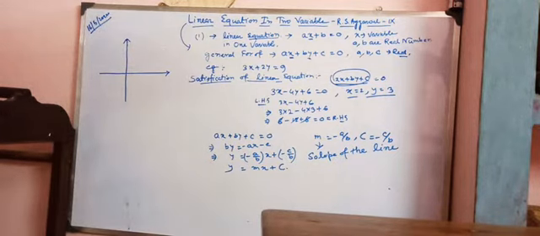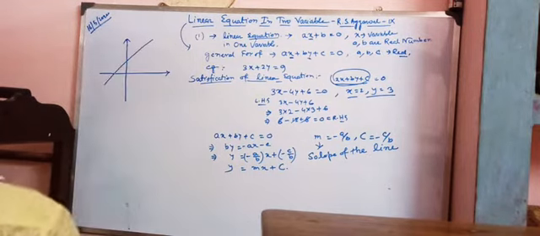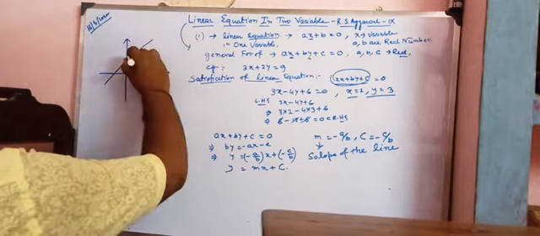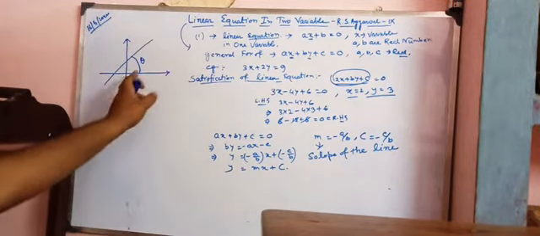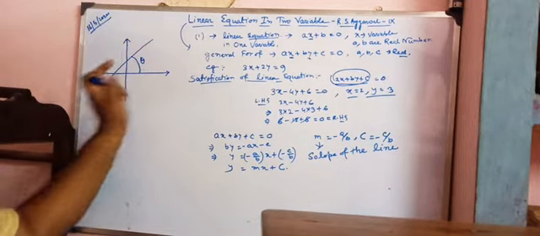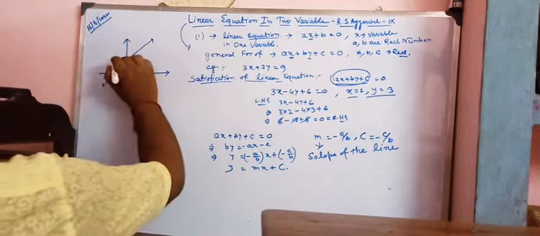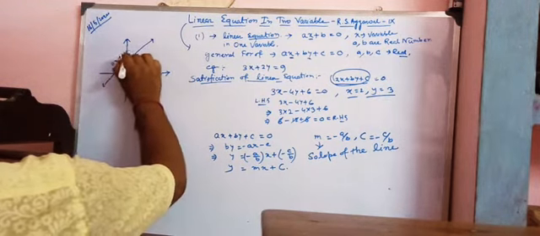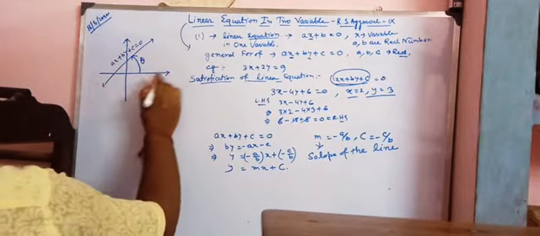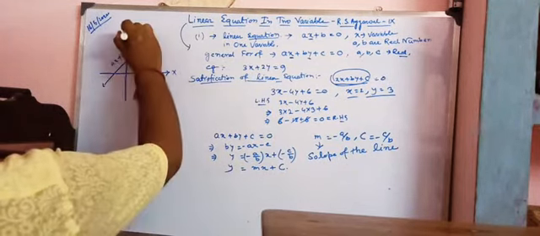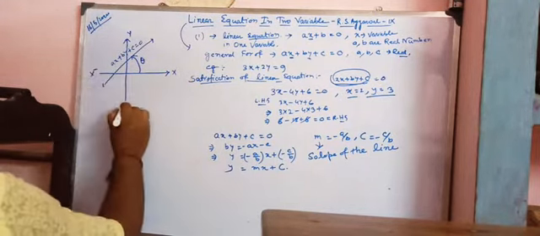Okay, now if we take this line, this line is making angle theta. If we take the general line ax plus by plus c equals to 0, and it makes the angle theta with the positive x axis, this is positive x, this is positive y axis, this is negative x, and this is negative y axis.